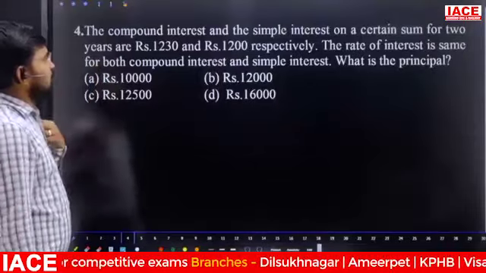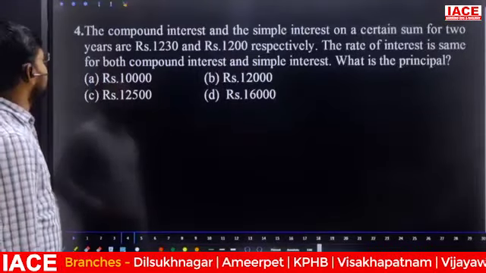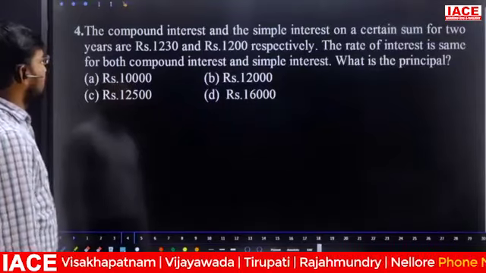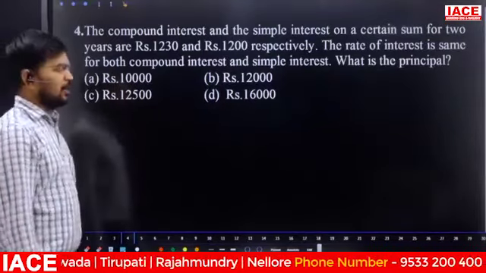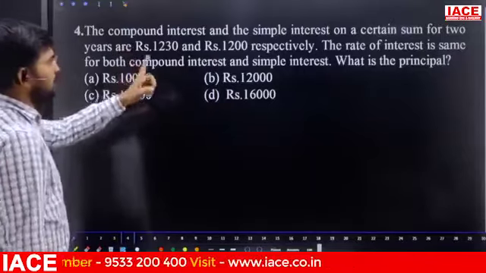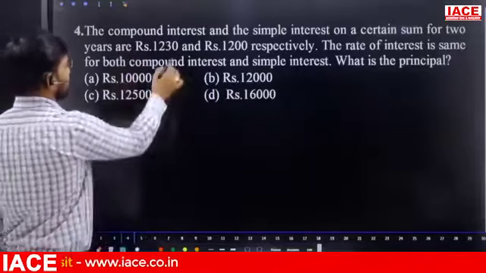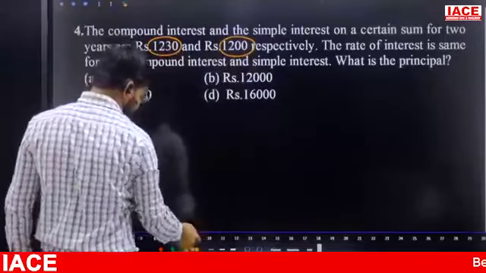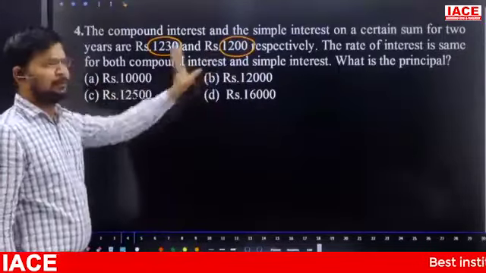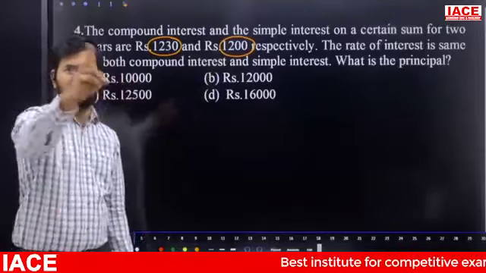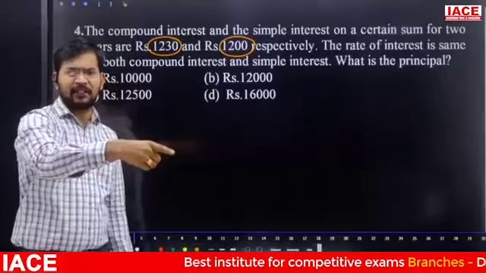The compound interest and the simple interest on a certain sum for 2 years are 1230 and 1200 respectively. The rate of interest is the same for both. What is the principal? This model also I already explained in the previous class. First of all I will explain orally. 2 years simple interest 1200 means every year simple interest is the same, 600. 2 years compound interest is 1230.